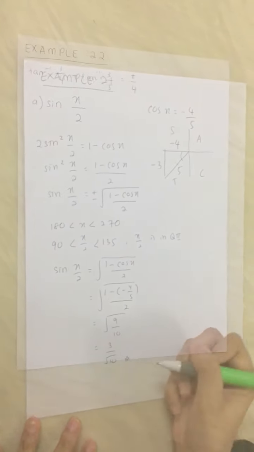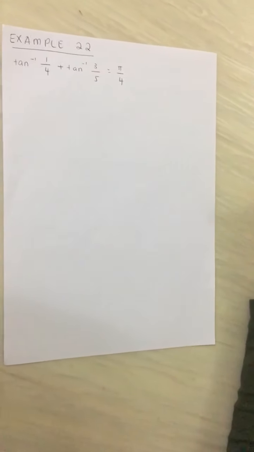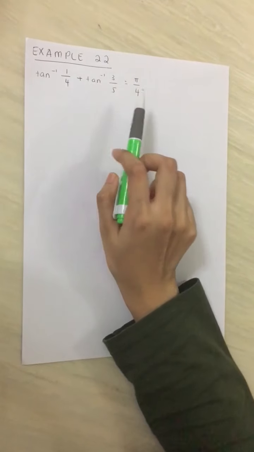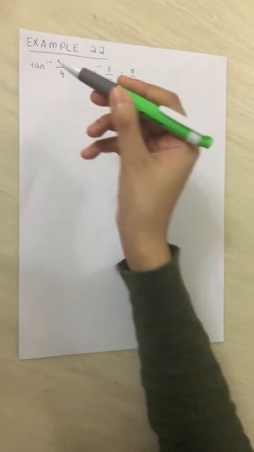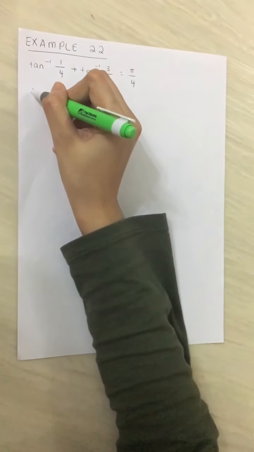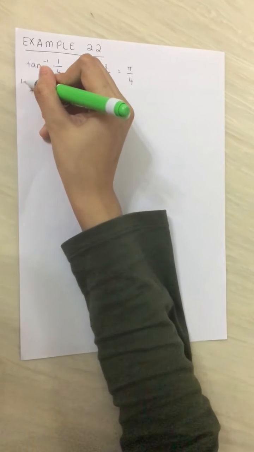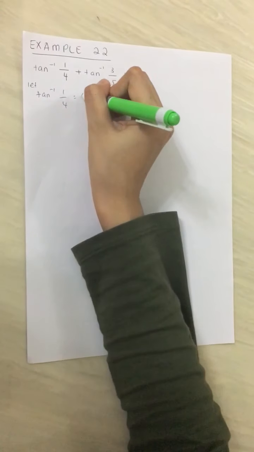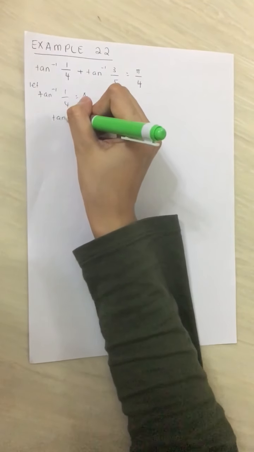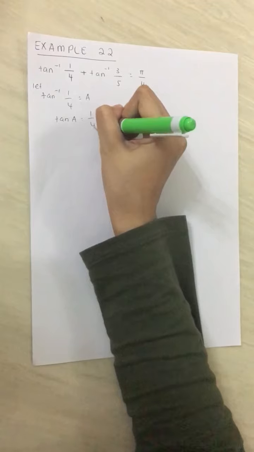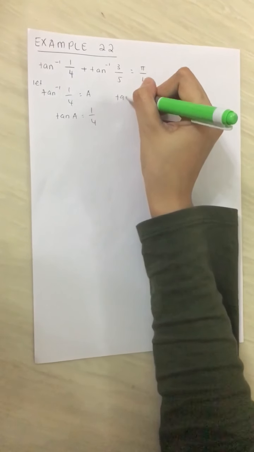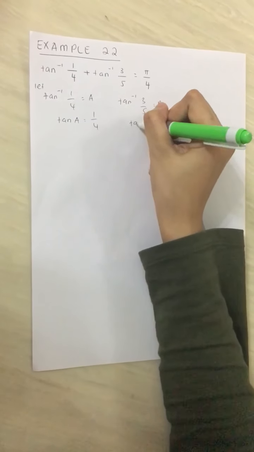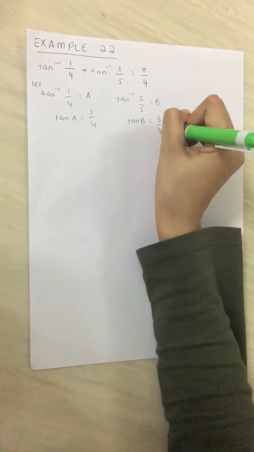Okay, example 22, we are now in the inverse trigonometric, so we need to verify that the left hand side is equal to the right hand side. First thing first, you need to let tan inverse 1/4 equal to A, so we have tan A equal to 1/4. Same goes to here, tan inverse 3/5 equal to B, so we have tan B equal to 3/5.